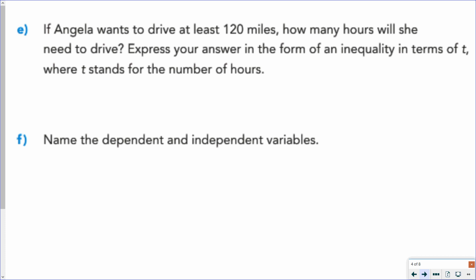If Angela wants to drive at least 120 miles, how many hours will she need to drive? Express your answer in the form of an inequality in terms of t, where t stands for the number of hours. Okay, so we know we're going to have an inequality. So let's start with t. And let's look back at our table.